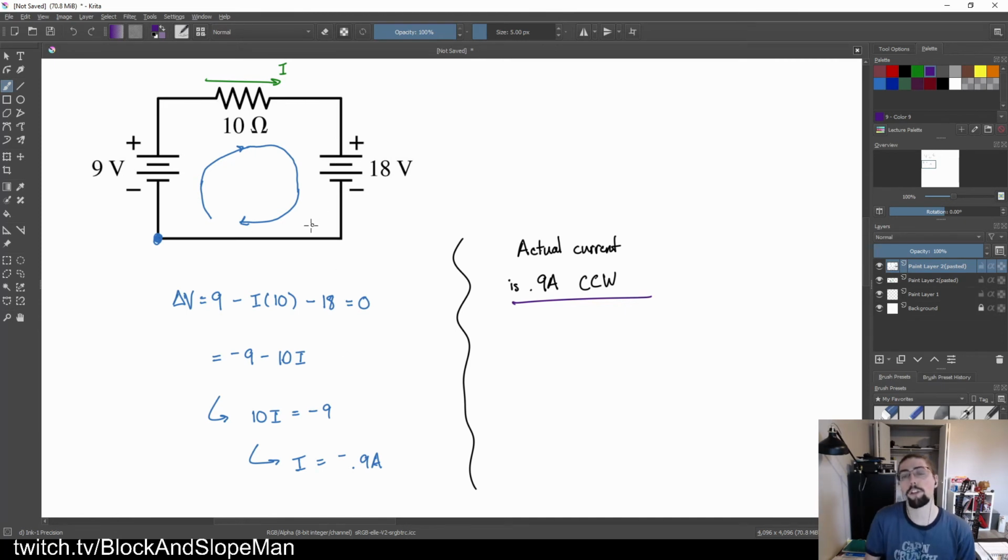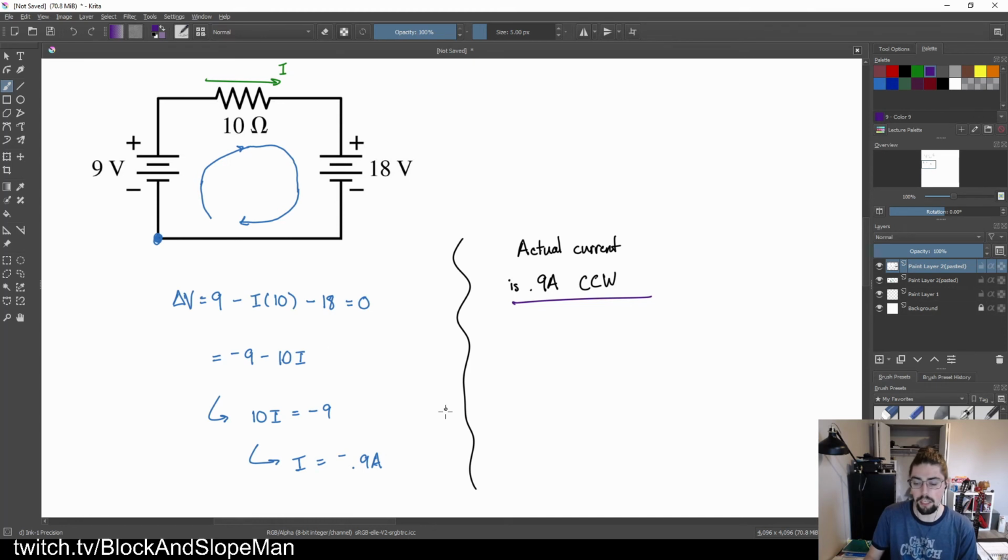But I've drawn out my picture, I've drawn out my loop, and I'm going to commit to that the entire time. I'm going to just stick with my picture until the very end of the problem. And then at the very end, once I have all of my answers, then I think about what the actual current should be doing. So, the resistor is negative because it's bending this.